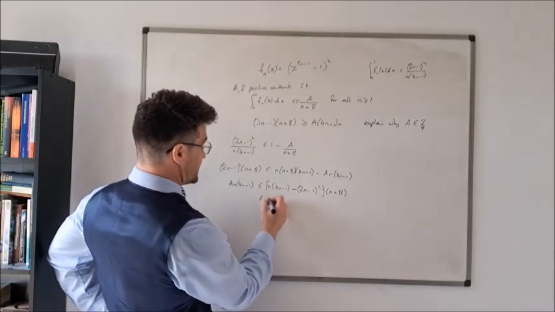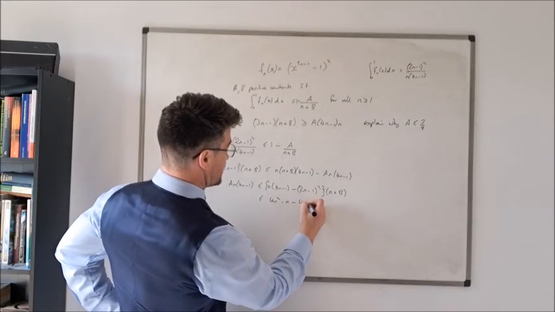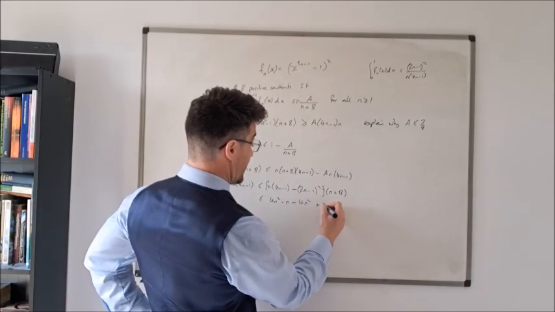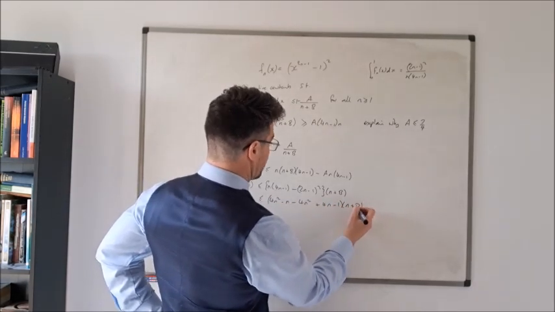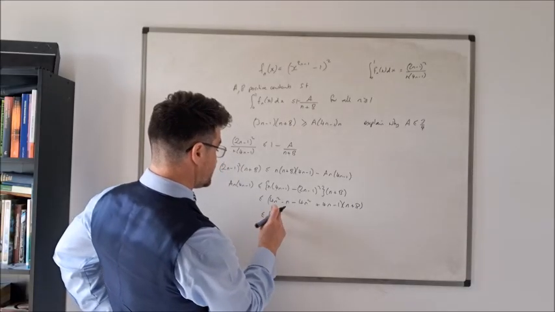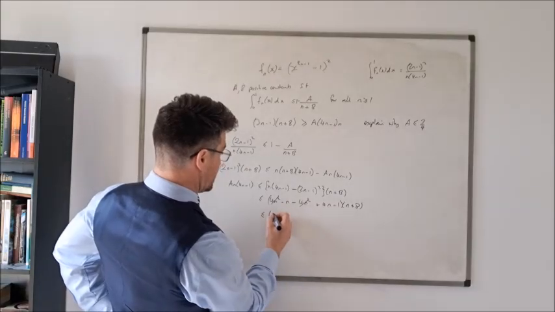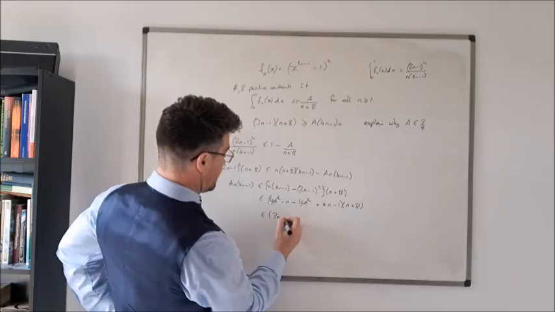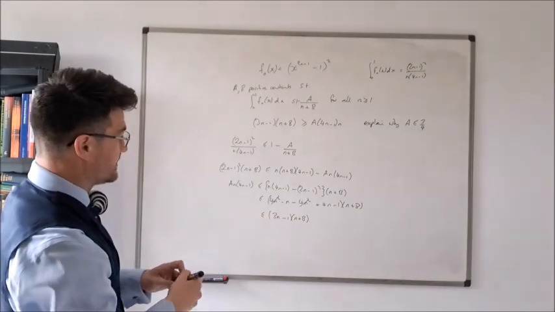So that's less than or equal to 4n squared minus n minus 4n squared plus 4n minus 1, which is therefore less than or equal to, cancel, minus n plus 4n, (3n minus 1) times (n plus b). There we go. Okay, easy bit done.